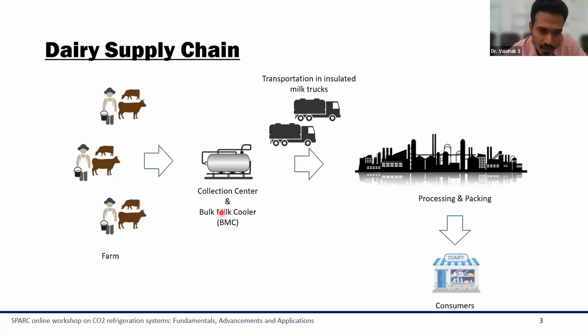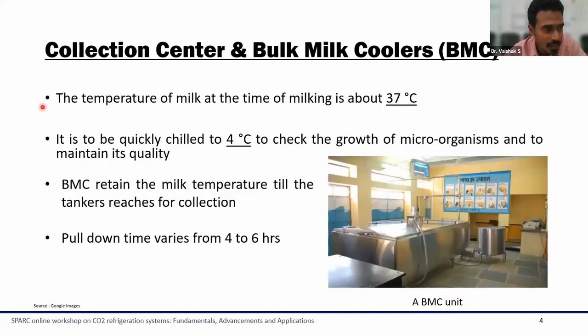Okay. So this bulk milk cooler or bulk milk chiller is commonly known as BMC. From this bulk milk cooler or the collection center, this milk is transported to the processing plant through refrigerated trucks. In the processing plant, it undergoes a series of operations where different products are produced, and from there it is delivered to the customer. So the refrigeration requirement and the heating requirement generally start from the collection center or the bulk milk coolers.